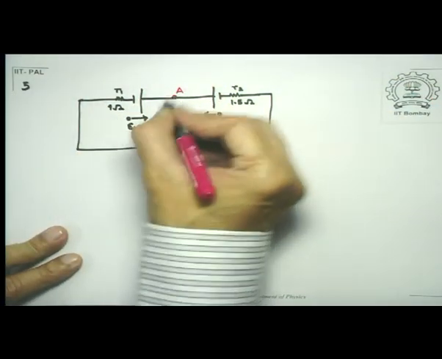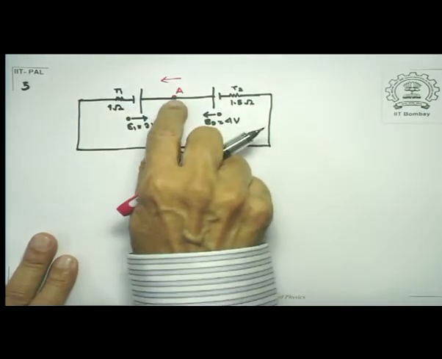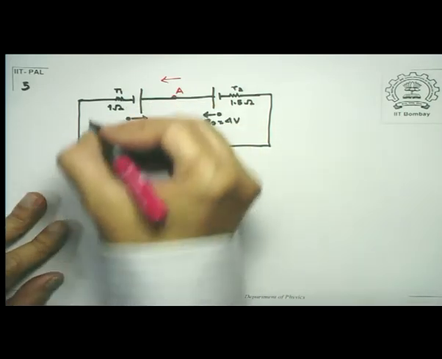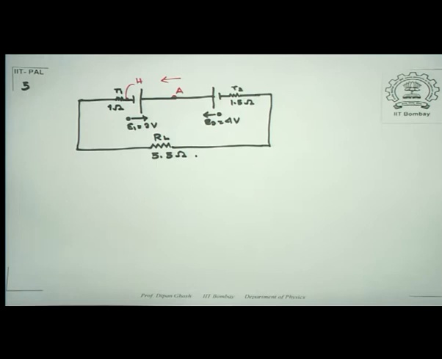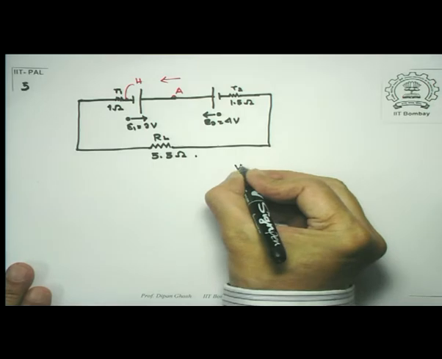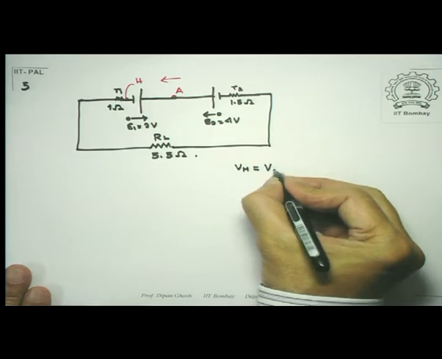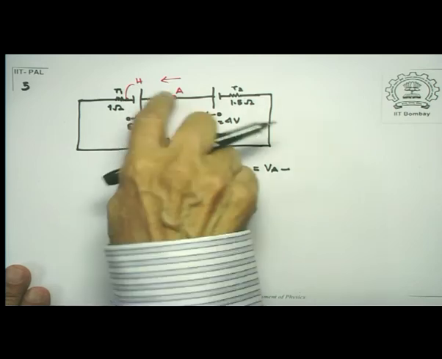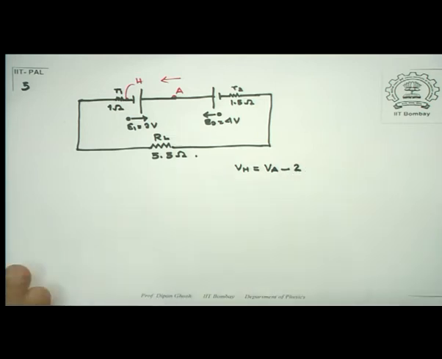If I am going in the direction of current like this, and I am going from this point A, and let us suppose there is a point which I mark as H, then I will do the following calculation. I will say V at H is equal to V at point A minus E1, because I am going from positive terminal to the negative terminal. So, minus 2, if you like, because the battery was 2 volt.